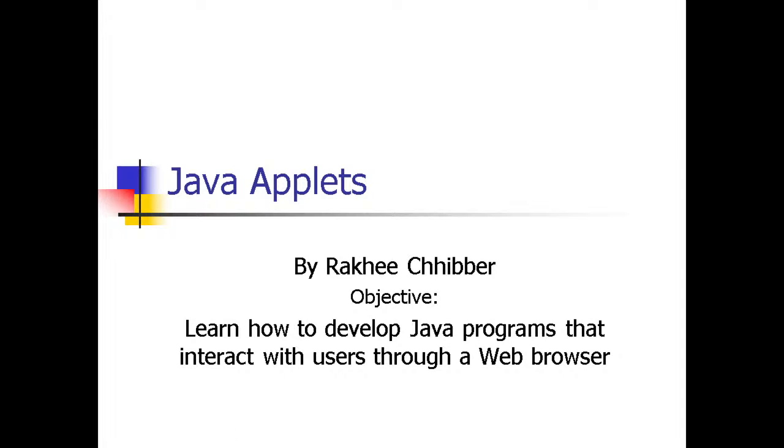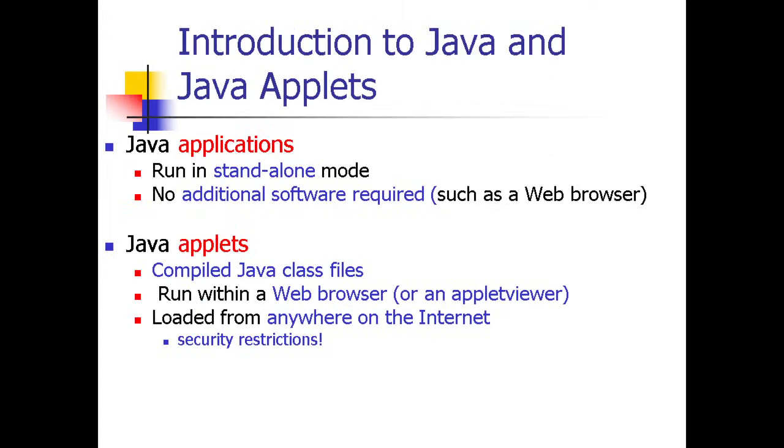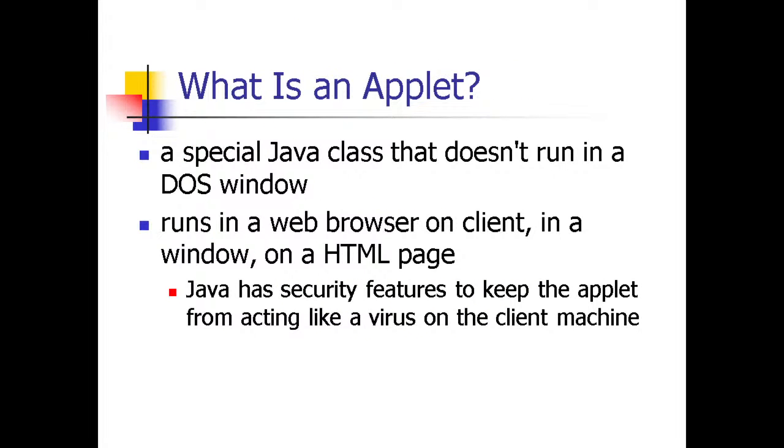What is the major objective of studying Java applets? It is to learn how to develop Java programs that interact with the user through a web browser. So first of all, the important thing in this type of Java programming is that we have to interact through the web browser only, not with the desktop. So what is an applet?